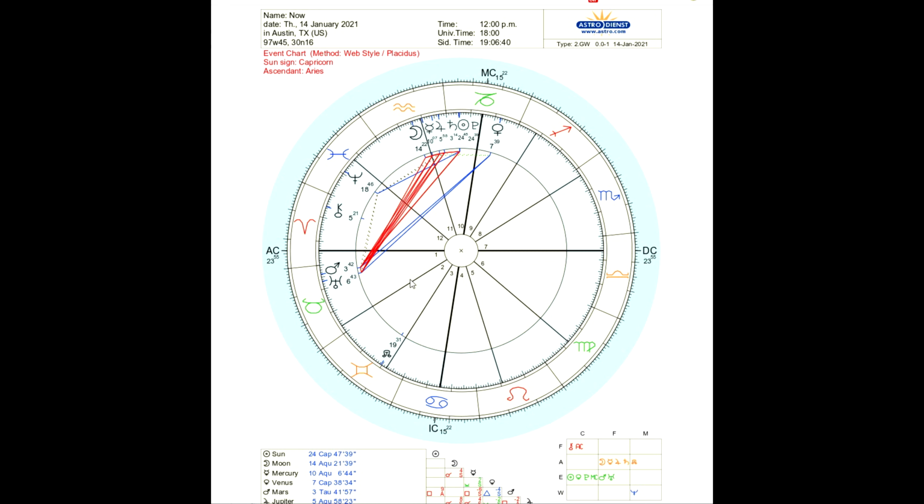So different houses will take up different amounts of space depending on how the houses are calculated, and there are many different ways to calculate houses. So don't be too surprised if you're looking at some online sites at your birth chart and they show slightly different house positions. They're probably utilizing a different system of house division. Don't worry about that so much at the beginning.